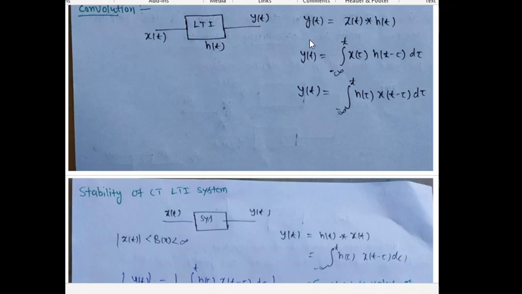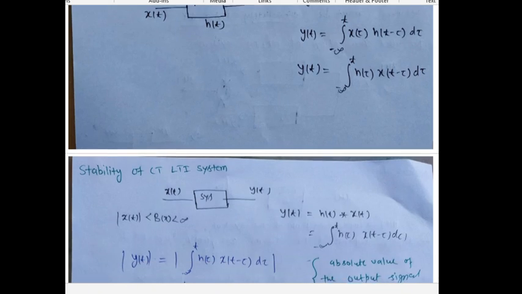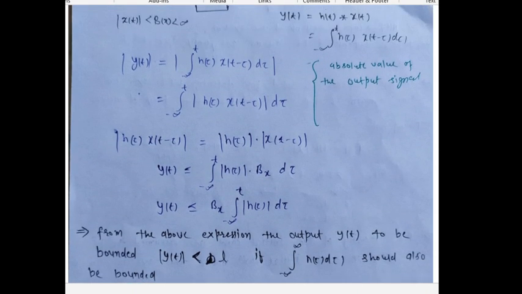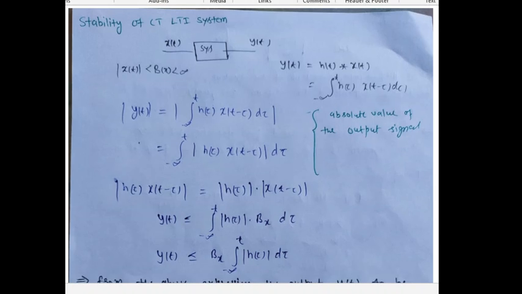Next we discuss the stability of the LTI system. We will do some questions for better understanding of convolution, as in many exams questions were asked from convolution. For stability of a continuous time LTI system, if our input is bounded, then we should get a bounded output. So for bounded, let's consider this equation.